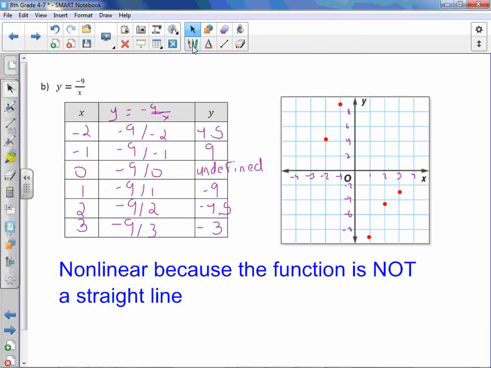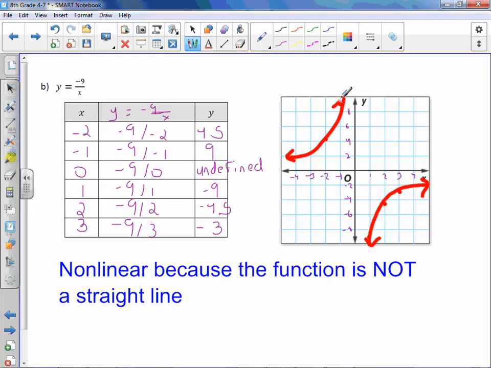And let me graph this here for you so you can see what it actually looks like. It'll actually curve like this, and the same on the other side. That's what it actually looks like. Again, I don't expect you to know how to graph something like this type of function, but you should be able to recognize if it's linear or nonlinear. And in this case, it is not linear. Those dots did not line up in a straight line.